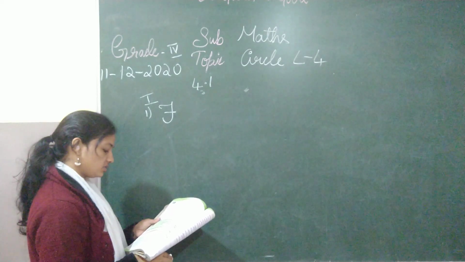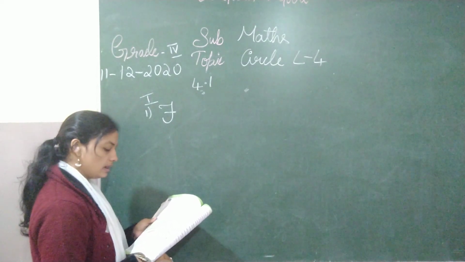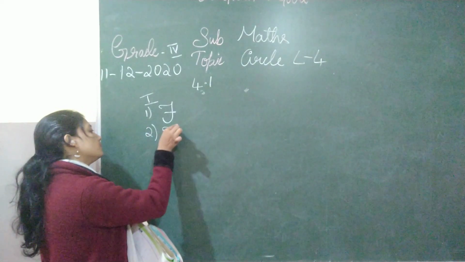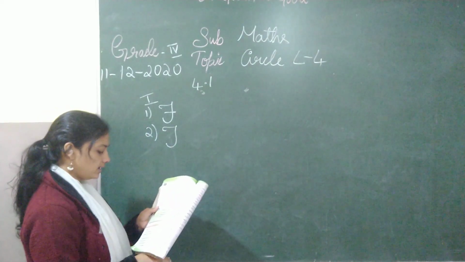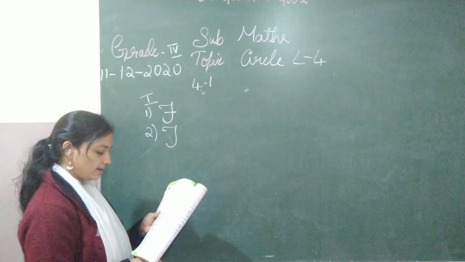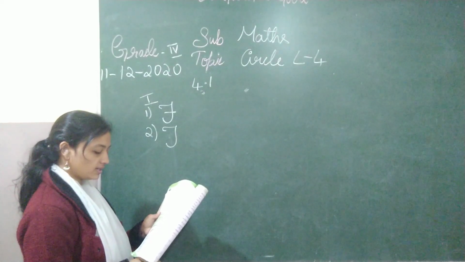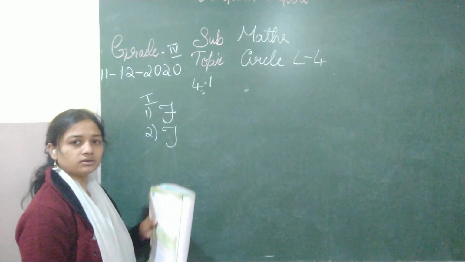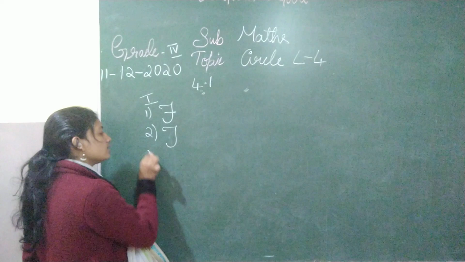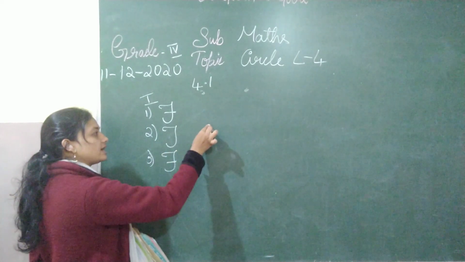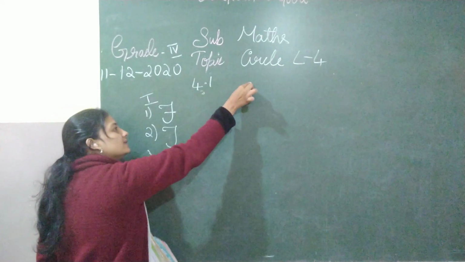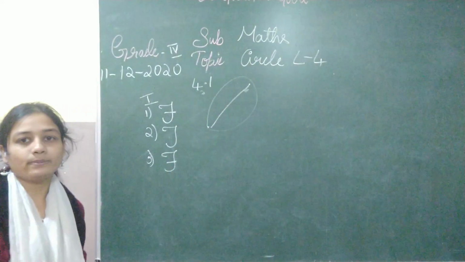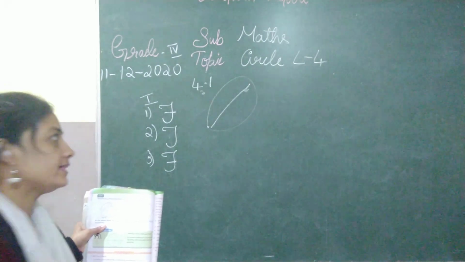A diameter touches 2 points in the circle, passing through the center of the circle. Yes, true. Third one. A chord has no end point on the circumference of the circle. The chord has no end points? No, it's false, because the chord will touch one end and the other end. So it has end points on the circle. So the third one is false.